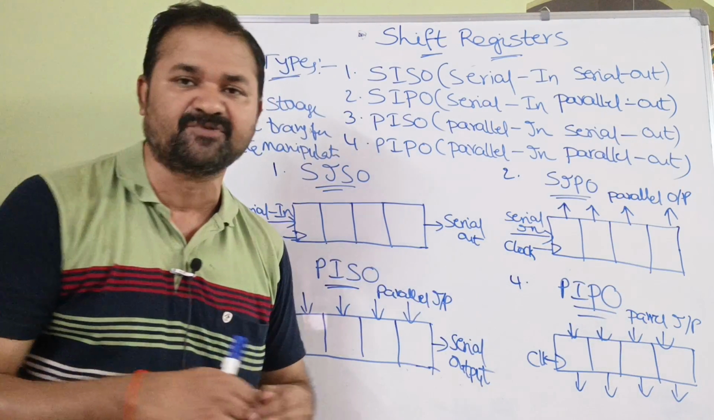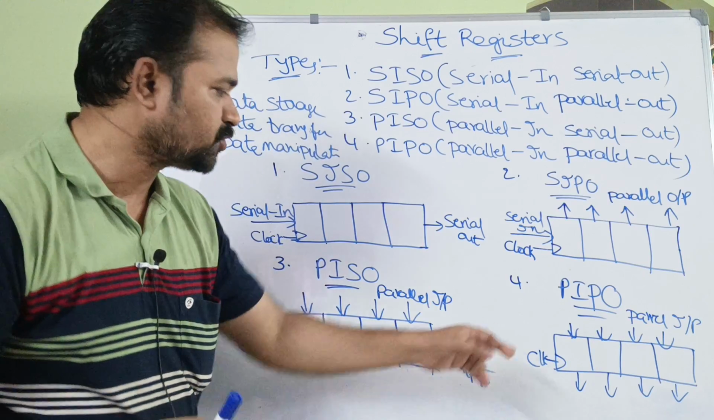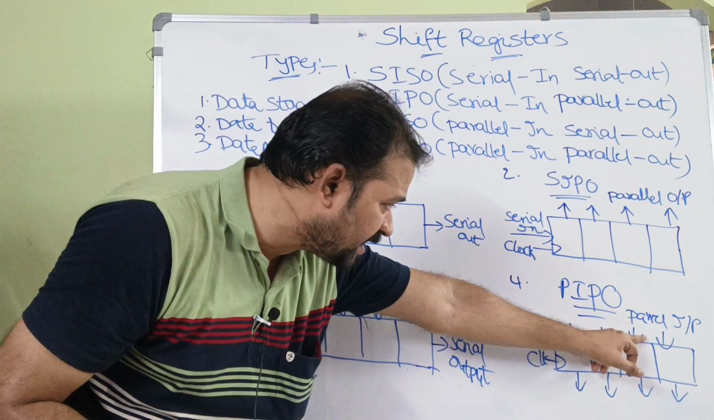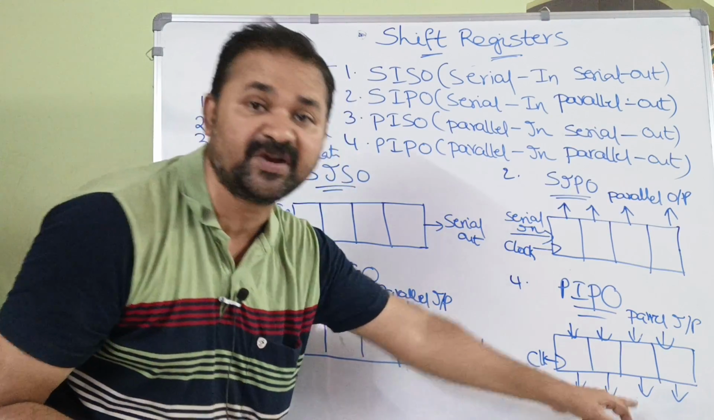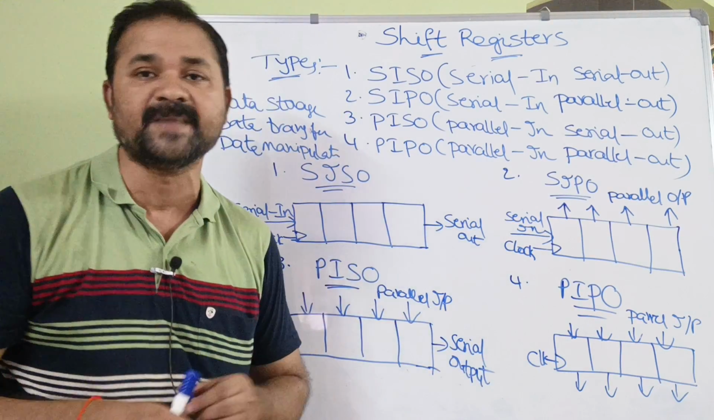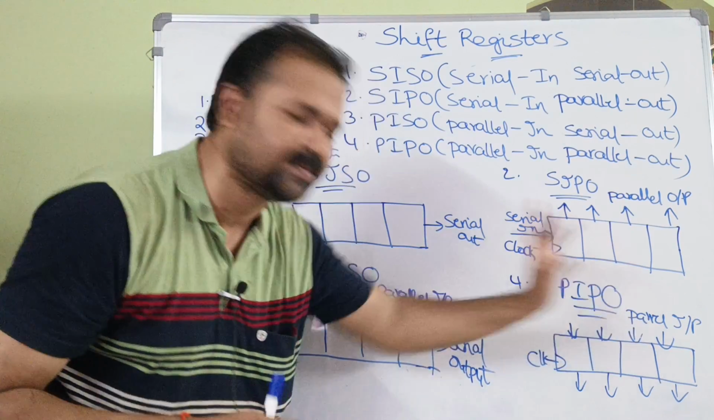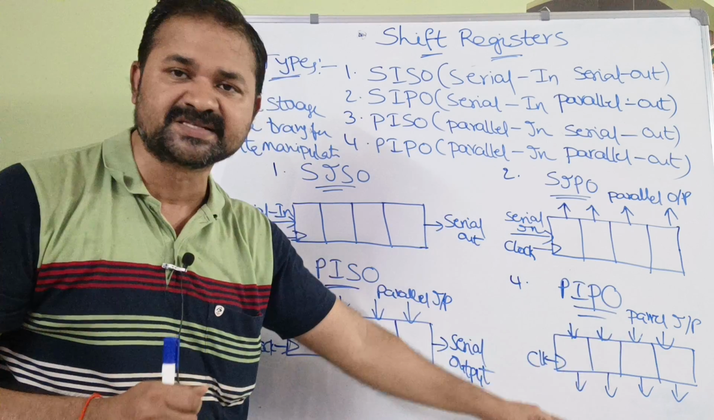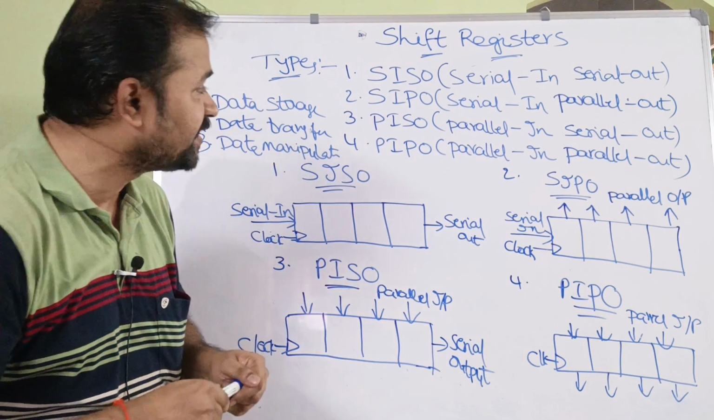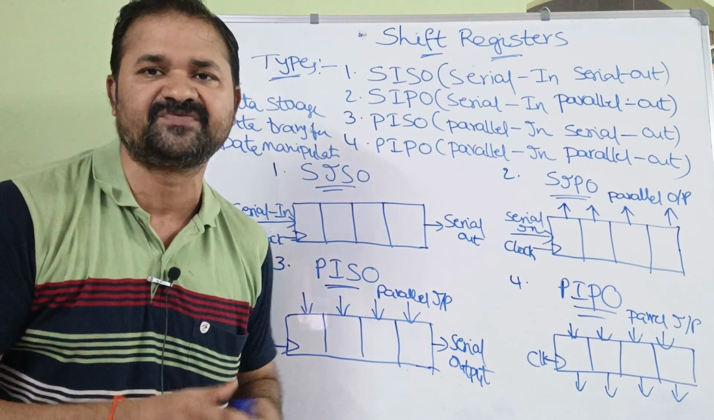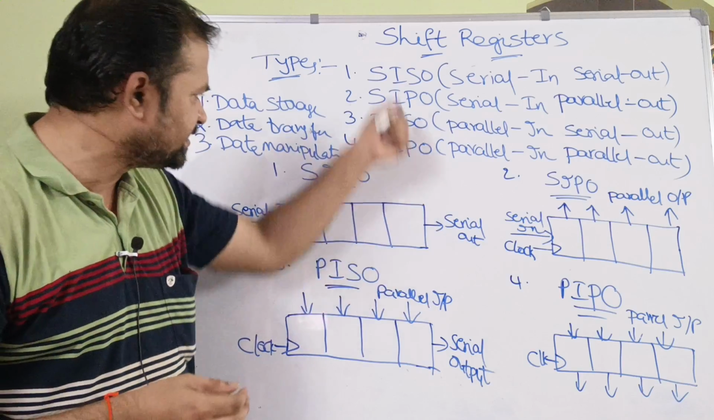The fourth one is PIPO, which stands for parallel in, parallel out. Here the inputs will be loaded in parallel manner, and the outputs will also be produced in parallel manner. So only 2 clock pulses are enough: 1 clock pulse for input and 1 clock pulse for output. So this is about what a shift register is and the different types of shift registers. In the next 4 videos, we will discuss these registers in detail.